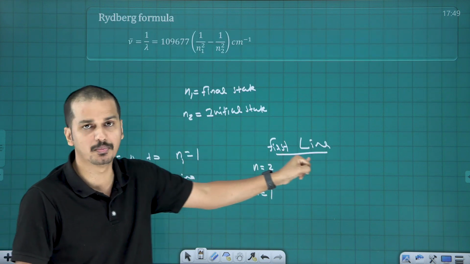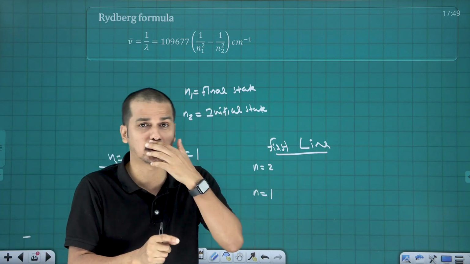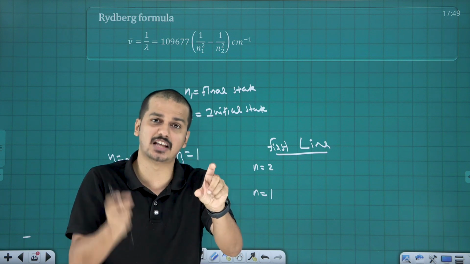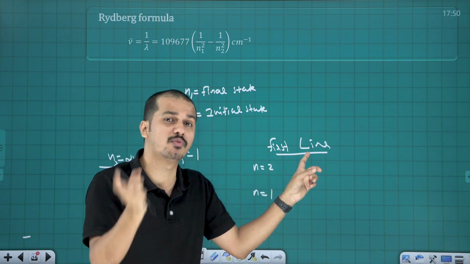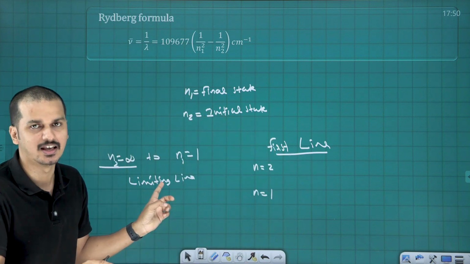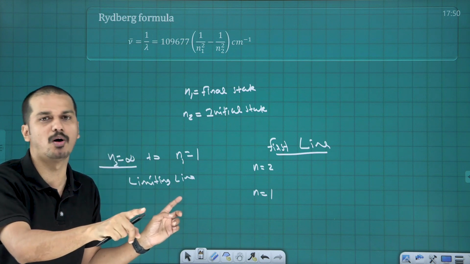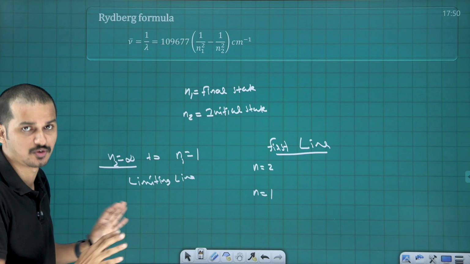The first line should always have the longest wavelength, because the energy is less. Energy is less means frequency is also less, which means wavelength is more. So the first line is always the longest wave. And the limiting line will have the shortest wavelength, because its energy will be more, frequency will be more, so wavelength should be less. That much idea you have to remember.